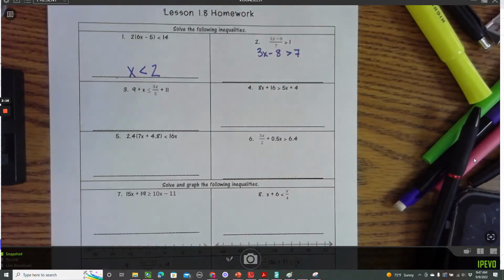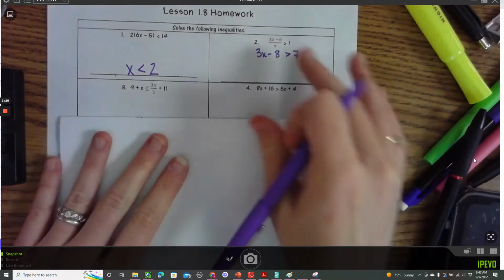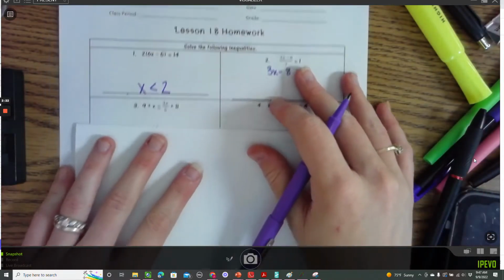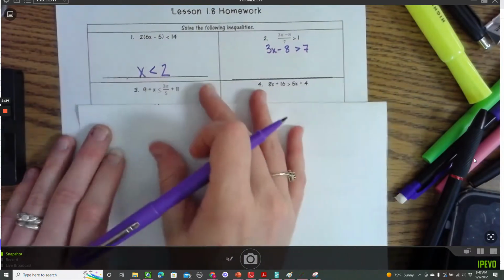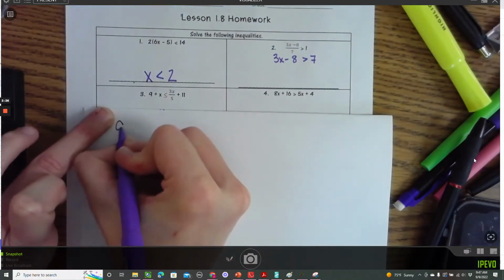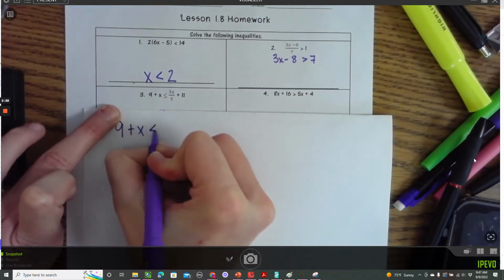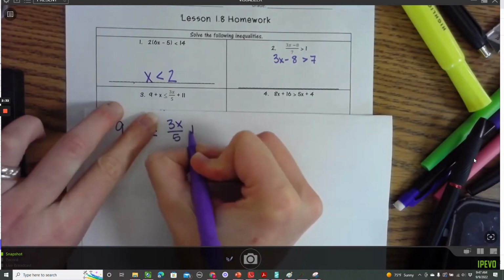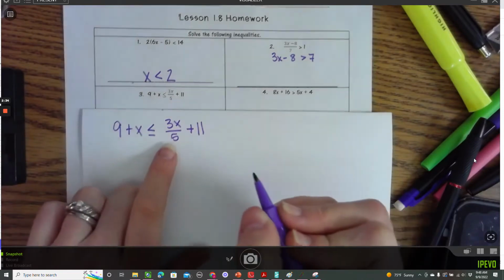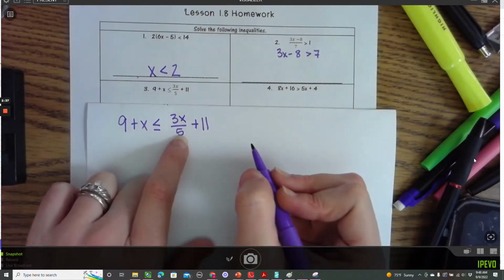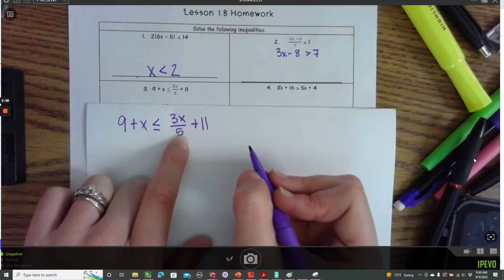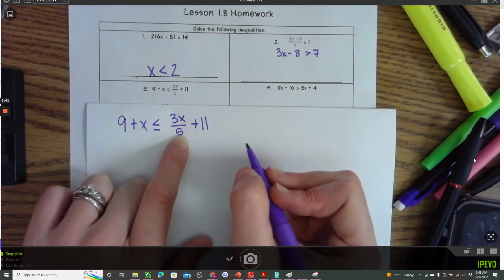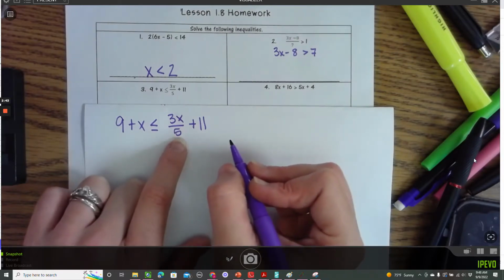All right, number 3. This one's kind of wonky. So I'm going to show you a couple tricks here. So 9 plus x less than or equal to 3x over 5 plus 11. So sometimes when we write things like this, it scares kids. So I want to show you just some tricks that might make that less scary.